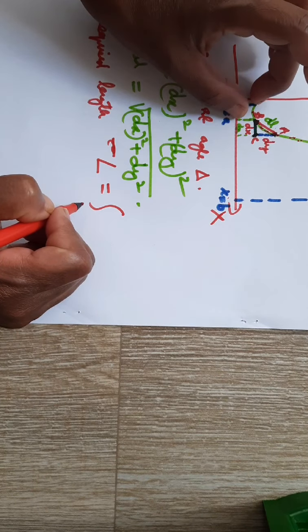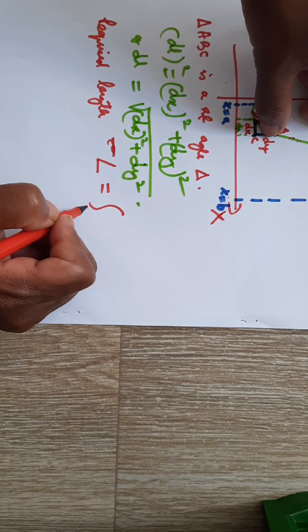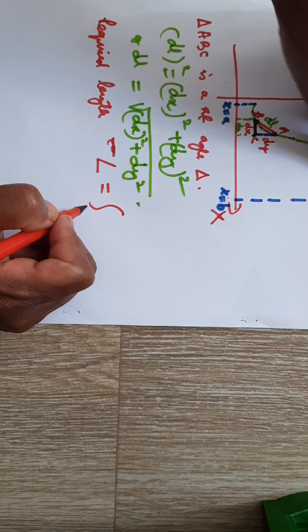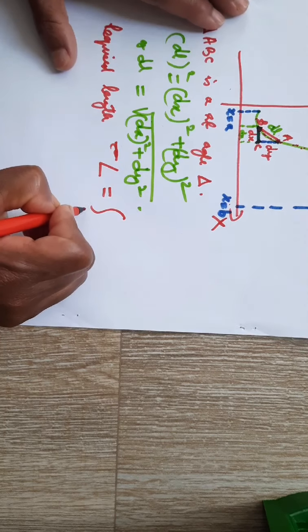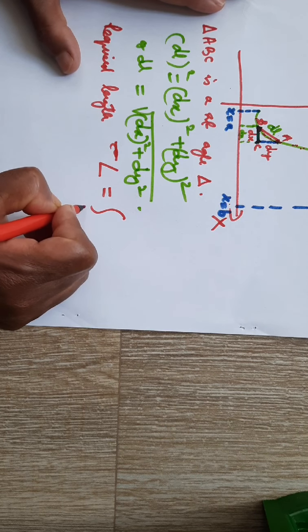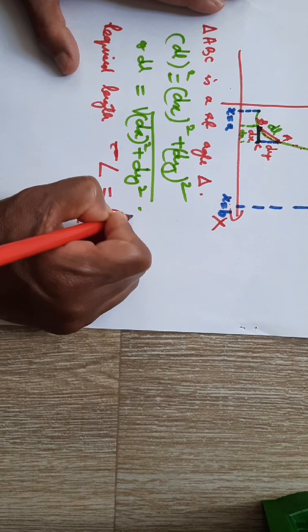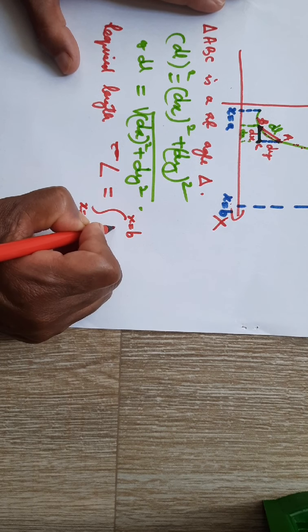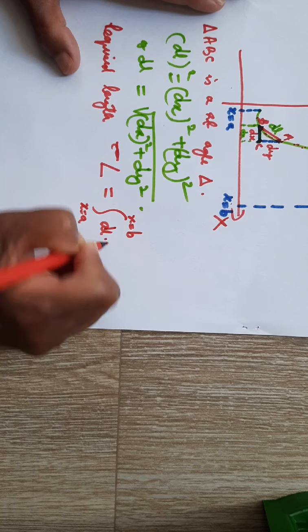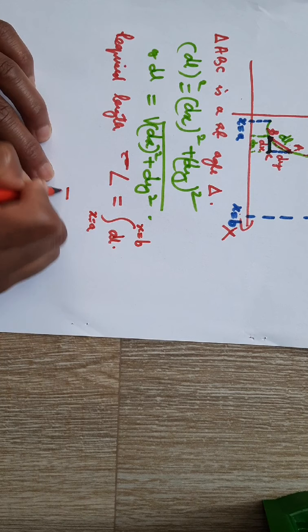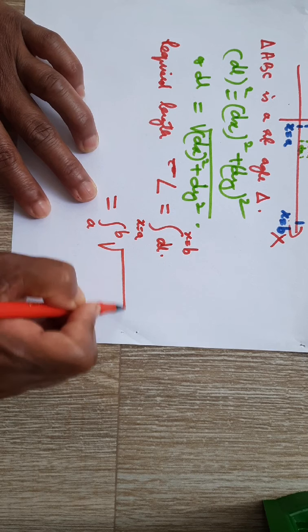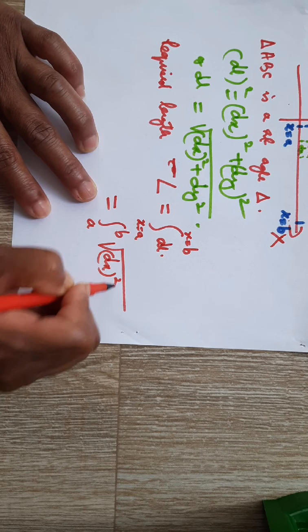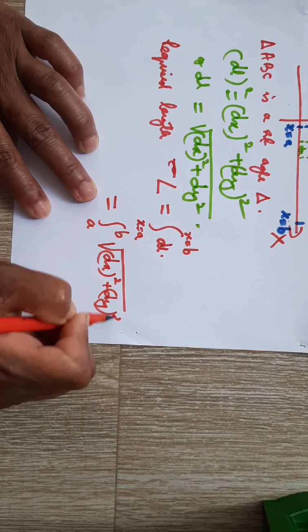Instead of taking summation of the length from here to here plus the length from here to here, we can take it as the length from x is equal to a to x is equal to b using the integral sign. So x is equal to a to x is equal to b of dl. So what is dl here? It is integral a to b square root of dx the whole square plus dy the whole square.